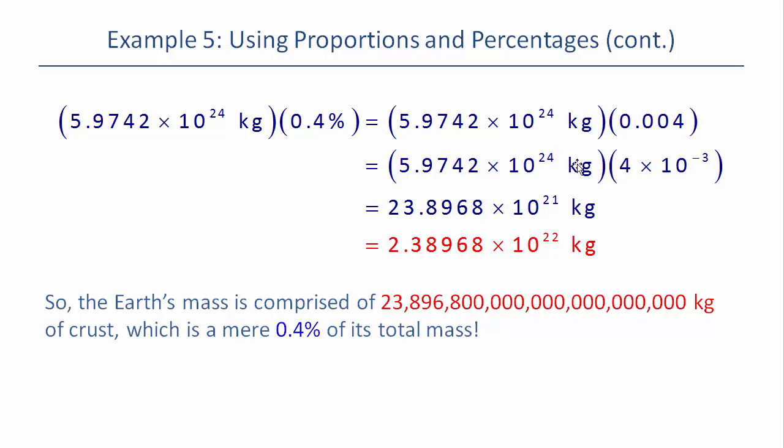Now, if you would have just done 5.9742 times 0.004, you would have got a number that was smaller than 1 times 10 to the 24. You would have moved your decimal to the left, making the number bigger, and then you would have taken the 24 down however many times you moved it, and you would have got the exact same answer. So working with scientific notation is kind of nice, and it's just another version of percentages, so to speak.